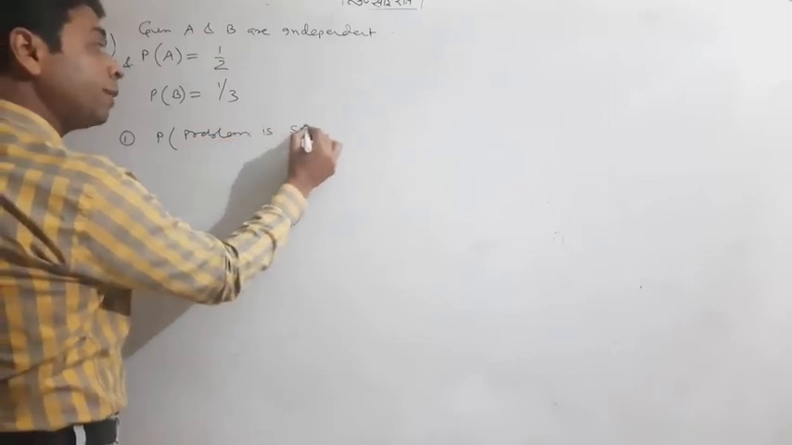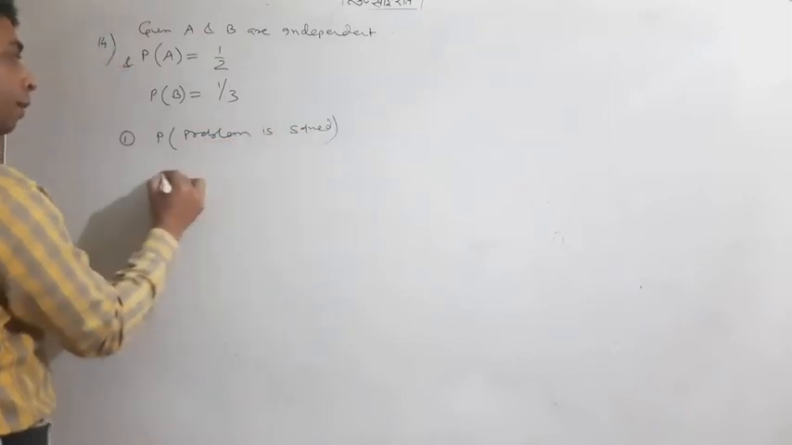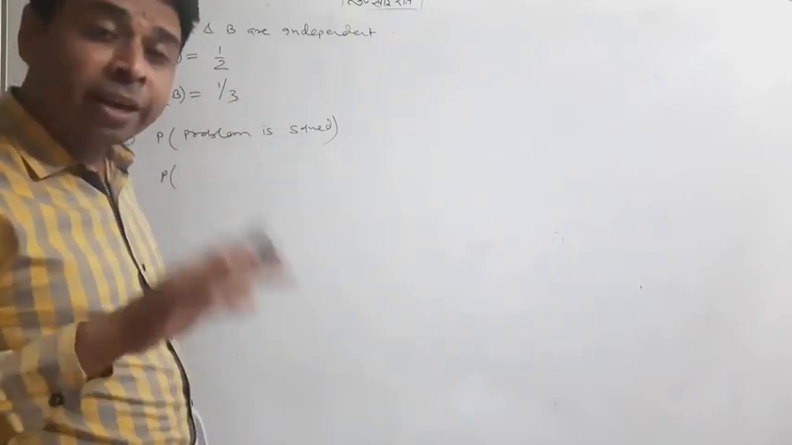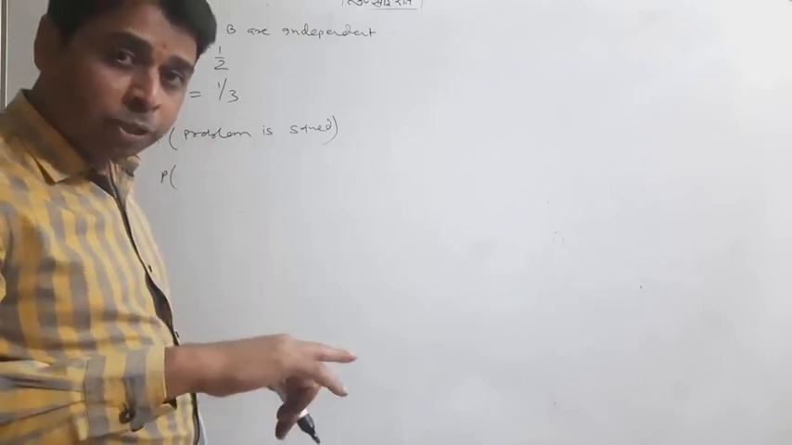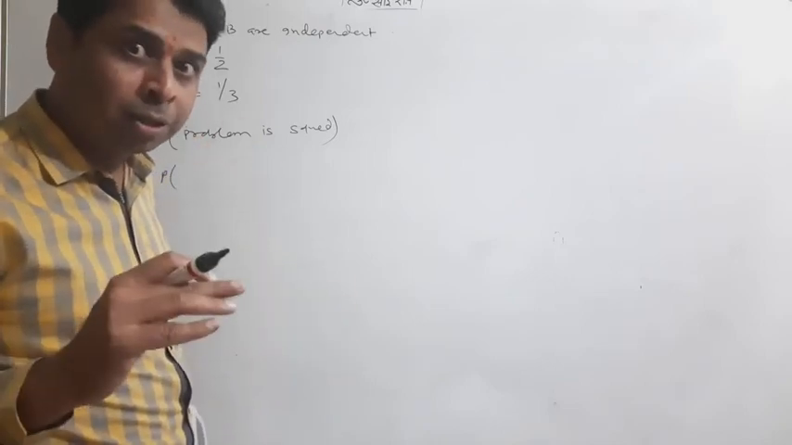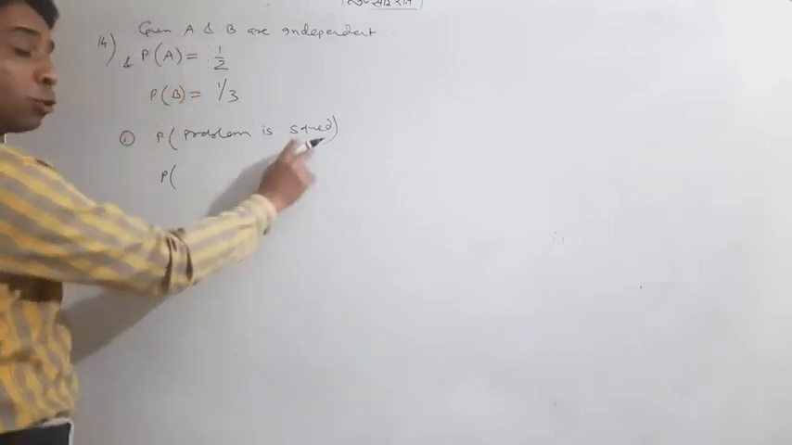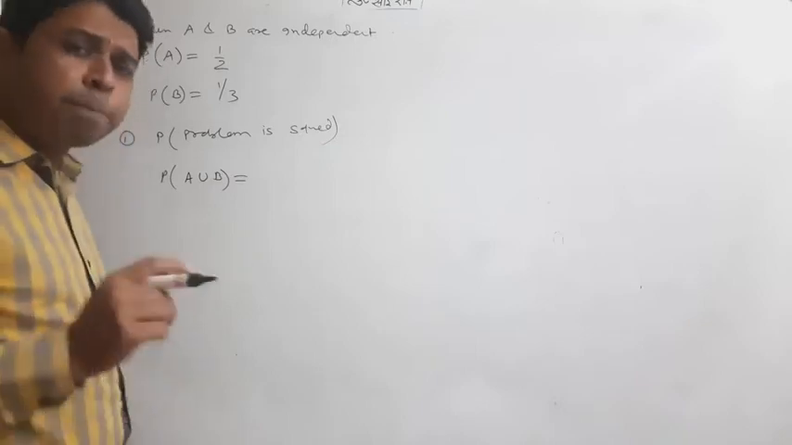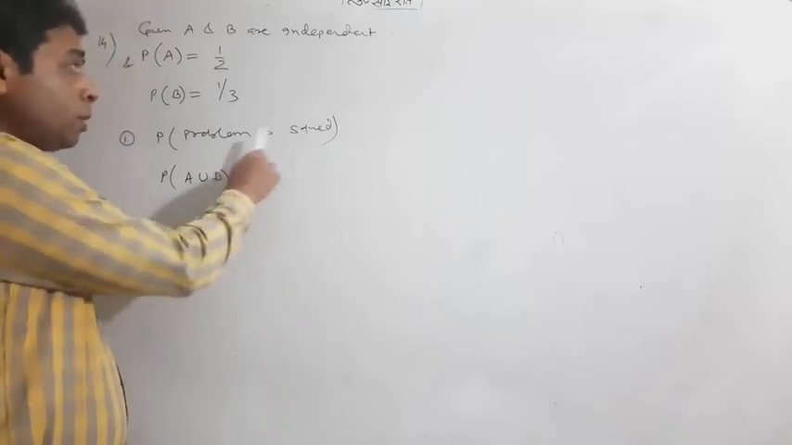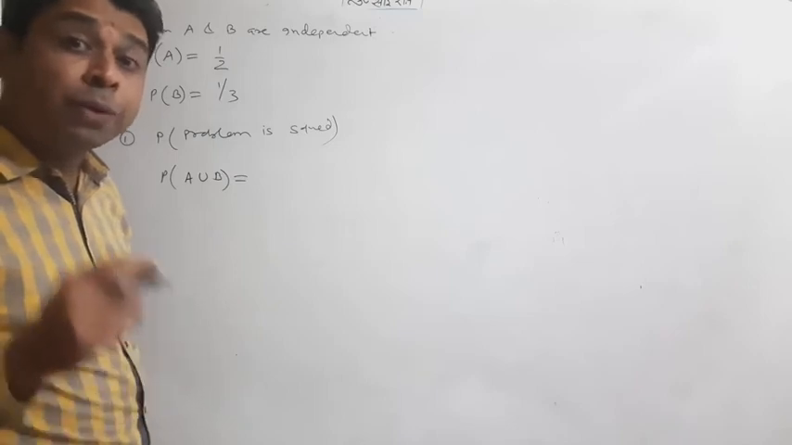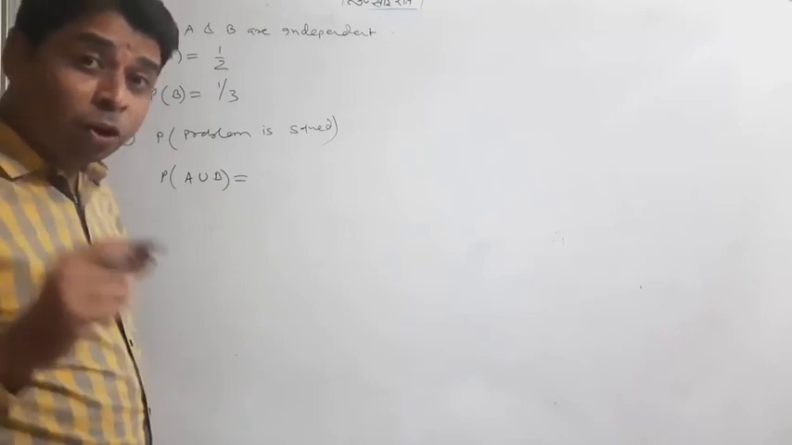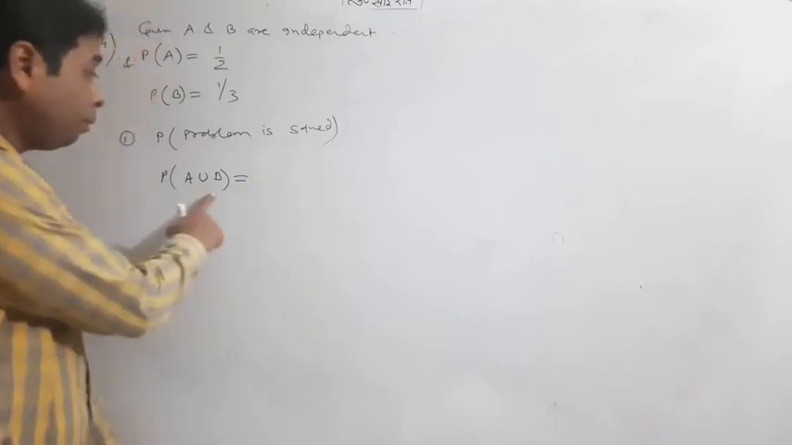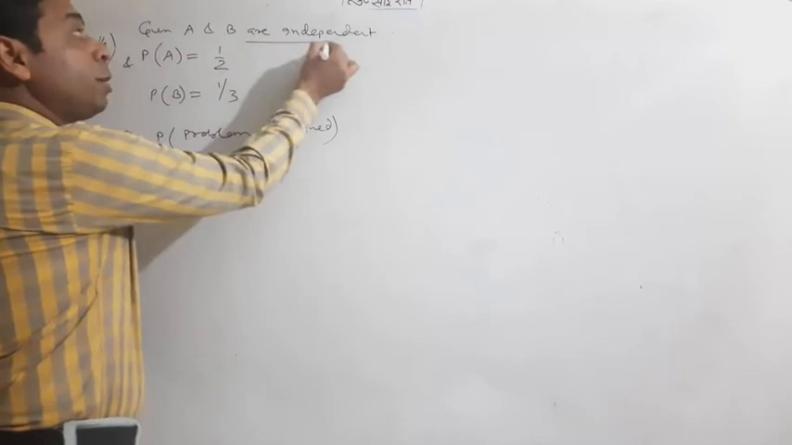Very good question. First question: the probability that the problem is solved. What is the meaning of that? A very important meaning. The problem is solved means that it is solved by either the first student, or the second student, or by both. At least one can solve, so the problem is solved. So I would write this as A union B. That is, the problem is solved by one of the students, either A or B or both. And you know that when A and B are independent, what is the meaning of this?